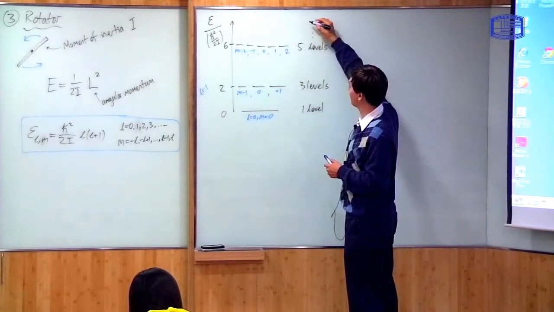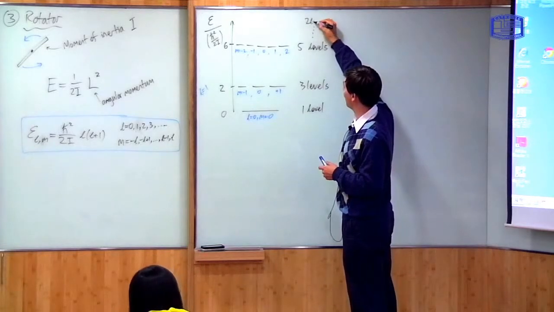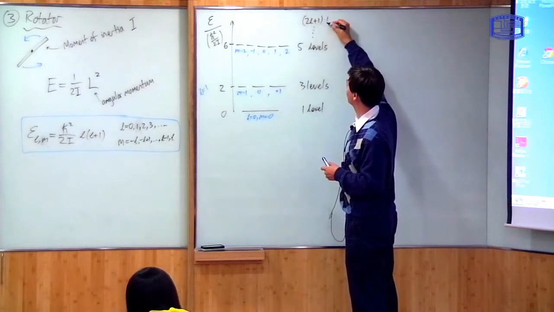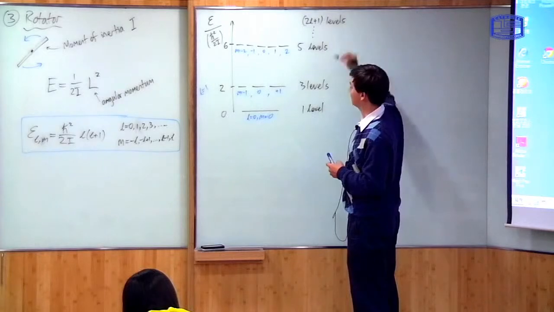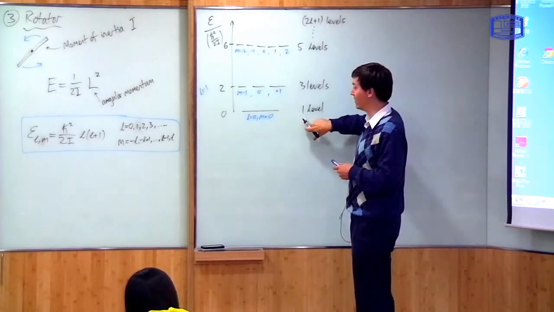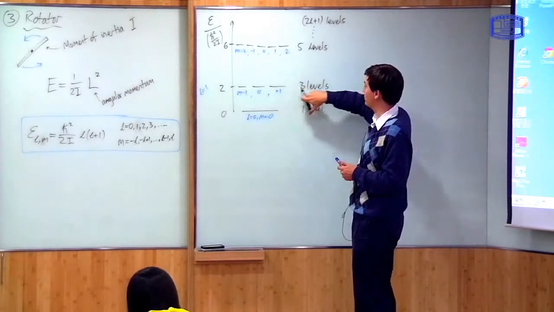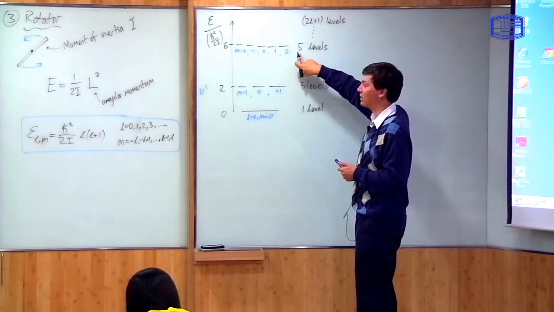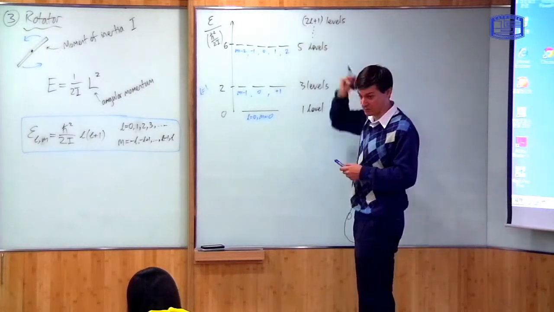So in general here, the number of levels you have is equal to 2L plus 1. If L is equal to 0, you get 1 level. If L is equal to 1, you get 3 levels. If L is equal to 2, you get 5 levels. So the general formula is that.